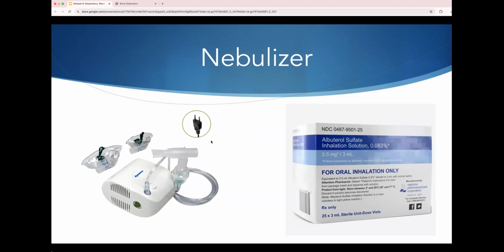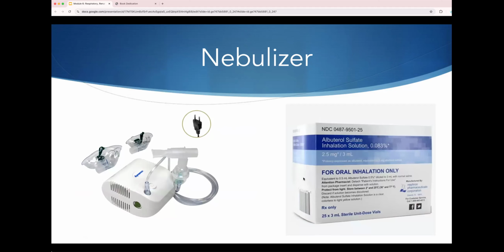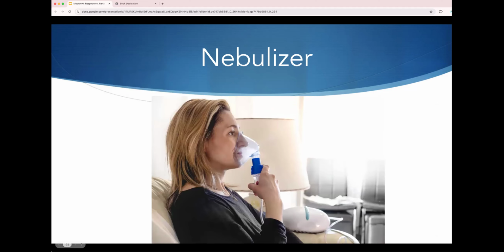This is a nebulizer. This is the inhalation solution, and it comes in foil, and you open it and you twist this top off. It's like plastic. You squeeze the inhalation solution in, into the bottom part here, and when you turn the machine on, it looks like smoke is going to come out, and the patient puts their mouth here and inhales it in. Okay, so those are just some different ways that we can deliver medication to the respiratory tract.